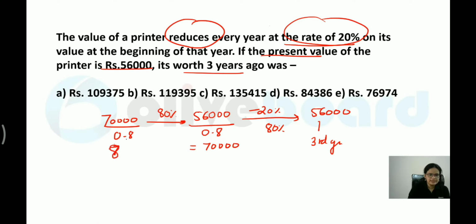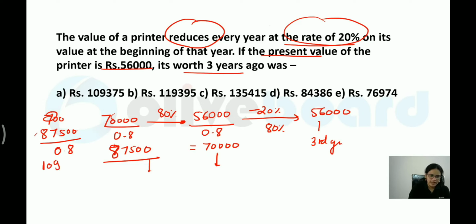8 8s are 64. Then you will have 8 7s are 56 and 0. So 87,500 would have been the amount. Again, this is the third year value. Okay, so 3 years ago they are asking you. This is first year ago, second year ago, and third year ago. So here again, one more time you have to divide. What will you get? 87,500 divided by 0.8 over here.